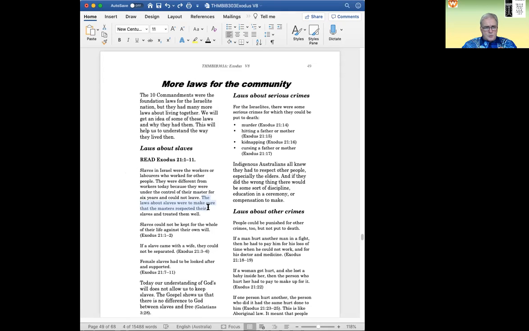But there's another thing which is quite different about the institution of slavery then to what we know about, say, in pre-Civil War America, or even in contemporary slavery in various places around the world. What they were doing here was actually setting up a system of labour where people did not have absolute ownership of another human being.